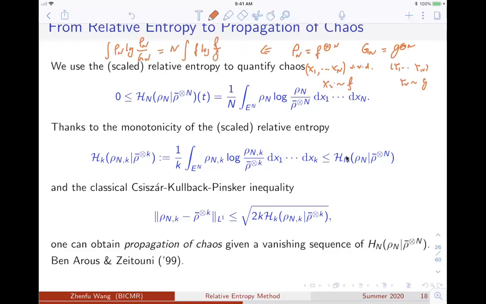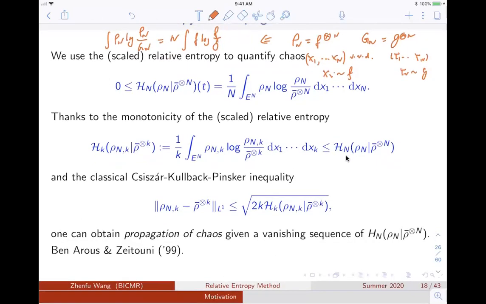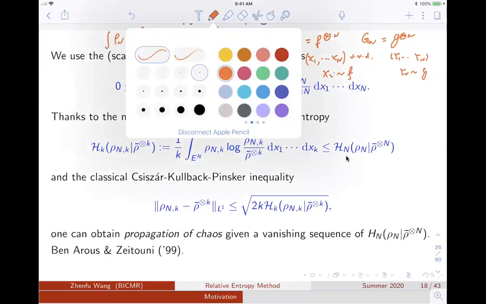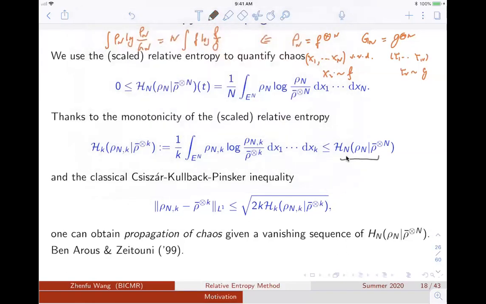Okay, so this normalization, 1 over n, brings everything to order one. The following property is very important. It's called monotonicity, and it comes from the subadditivity of the relative entropy. If you control the relative entropy in dimension n, this is the full relative entropy like we defined before, then you control the relative entropy between the k marginal and rho bar k.